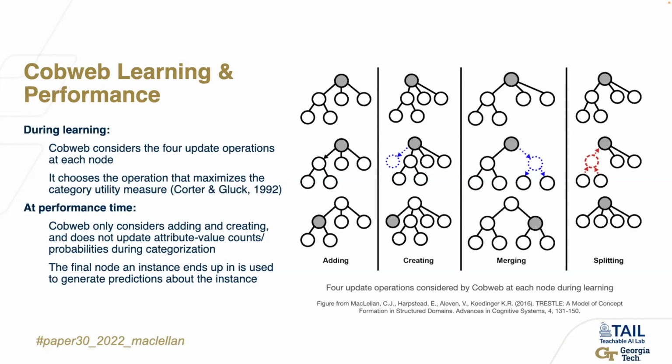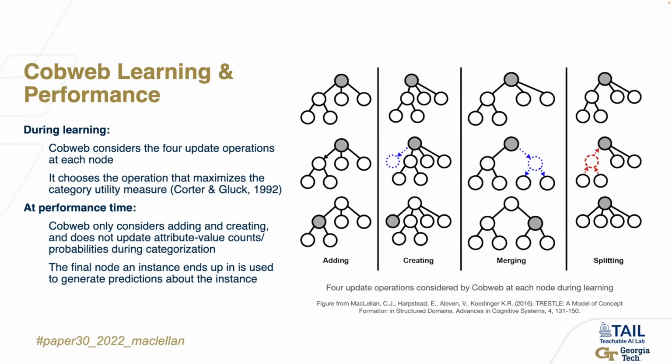And in each of these operations, it chooses which one to do using a measure called category utility, which you could effectively think of as like the mutual information. It's trying to maximize the mutual information of the children.